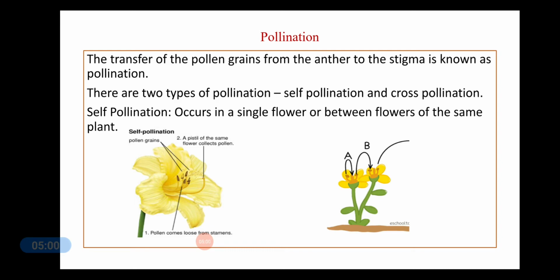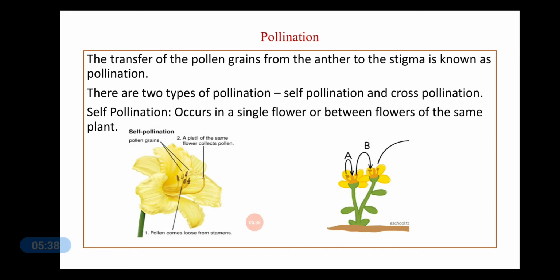Here, as you can see in this figure, self-pollination is occurring in this flower. As you can see, the pollen grains are present over here on top on the anther part. Now, the pistil, as you see over here, has the stigma. Now, the pollen grains from this anther come over onto this pistil, and then pollination occurs. So, self-pollination can occur in a single flower or between the flowers of the same plant.